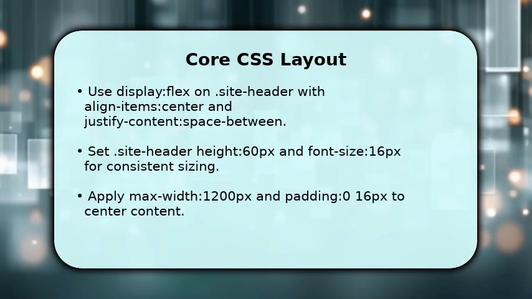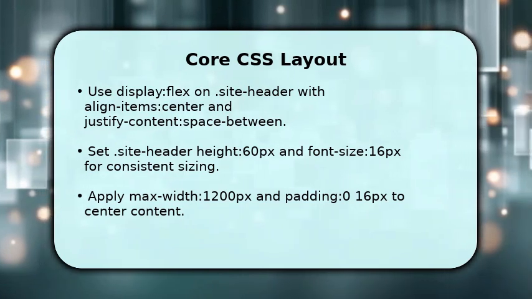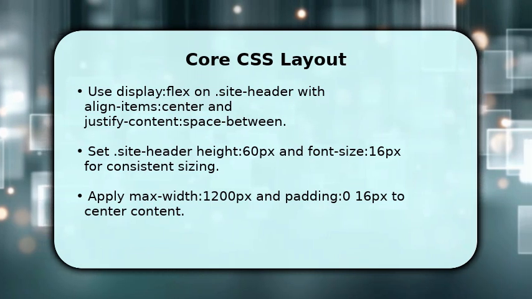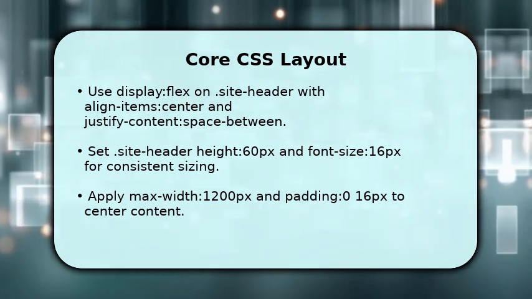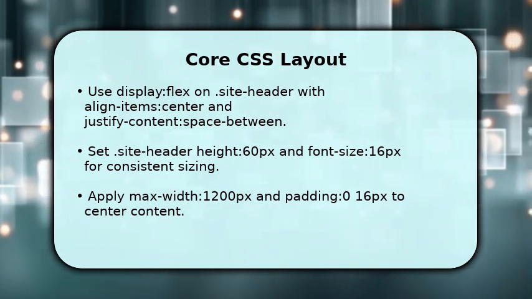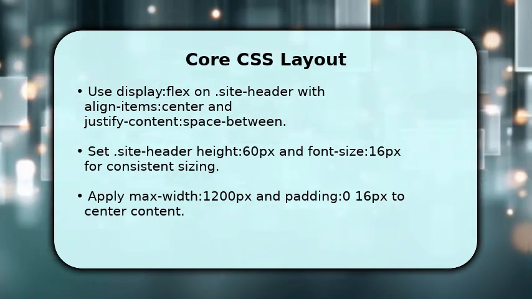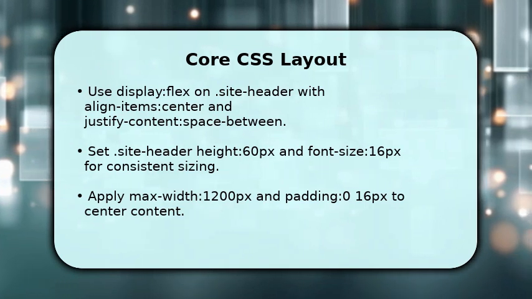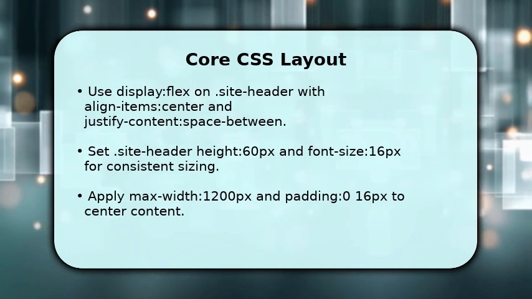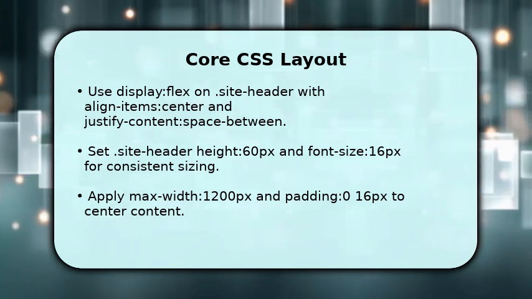Use justify-content: space-between to separate logo and controls. Set .site-header height to 60px and font size to 16px for consistent sizing. Constrain content width with max-width: 1200px and center using margin: 0 auto and padding: 16px. Style .site-nav ul with display: flex and gap: 24px for even spacing.